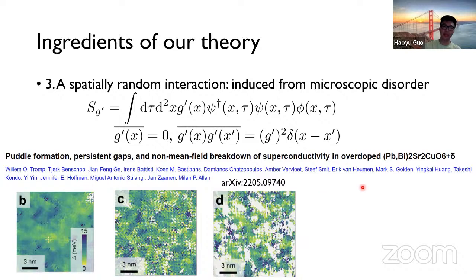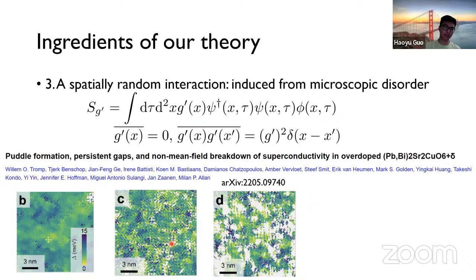Another ingredient that we need to get a theory for a strange metal is that we need to introduce some disorder into our system. But it's not the usual kind of disorder that people expect, which is a disorder potential for fermions. Here we need a disordered interaction for the Yukawa coupling between the fermions and the bosons.